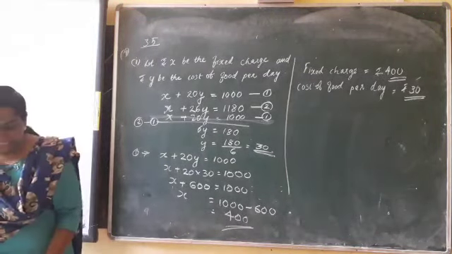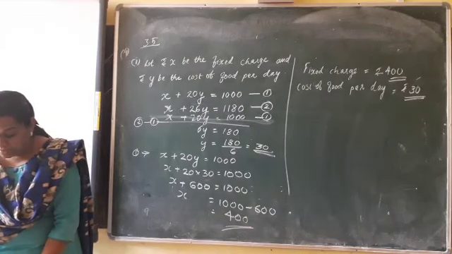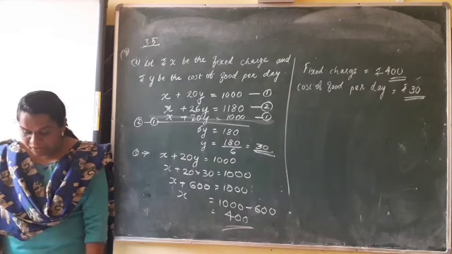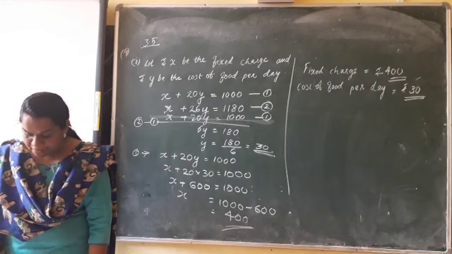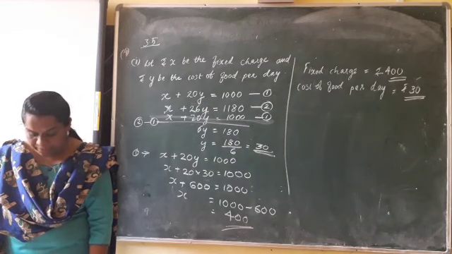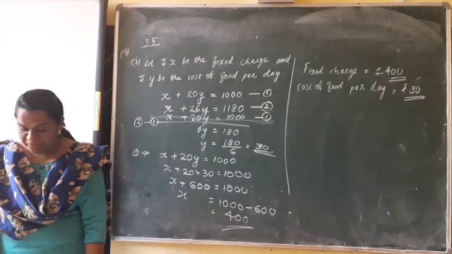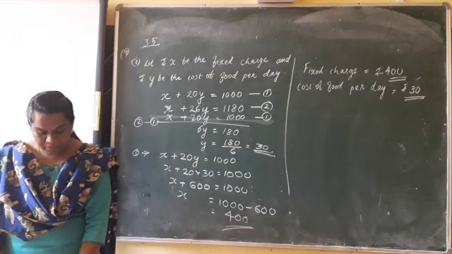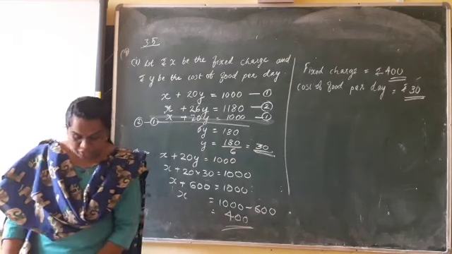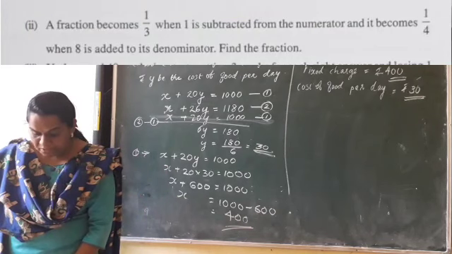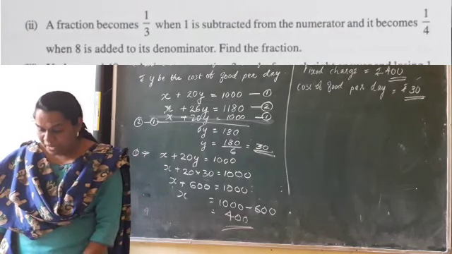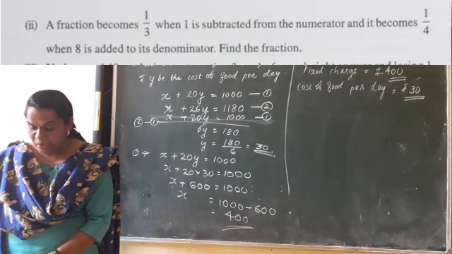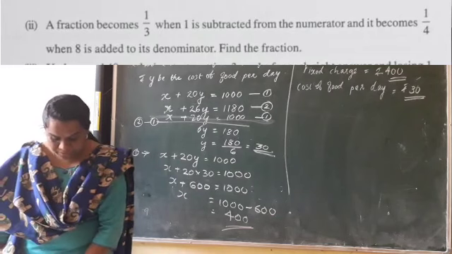Now we can move to the second question. Read the question. Page number 63. A fraction becomes 1 by 3 when 1 is subtracted from the numerator, and it becomes 1 by 4 when 8 is added to the denominator. Find the fraction. Okay, I hope you got the question.